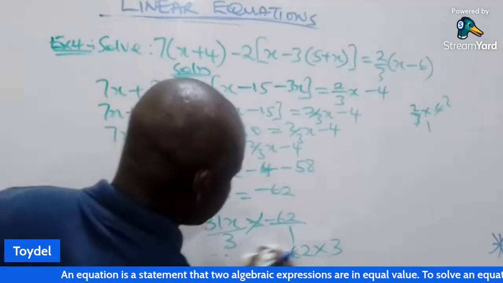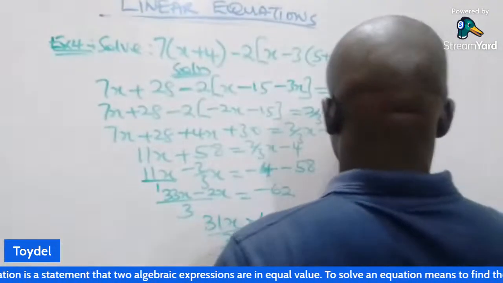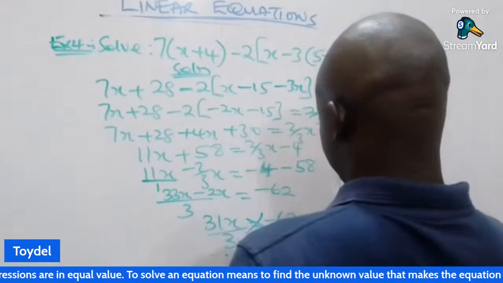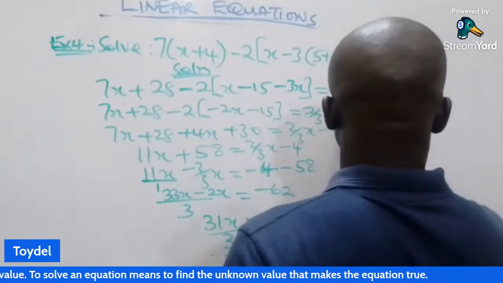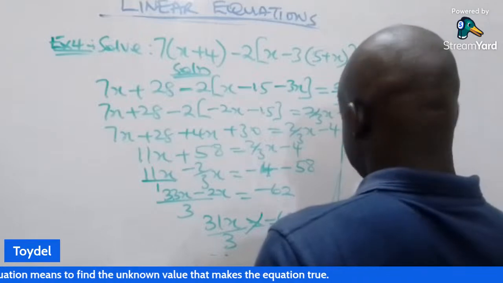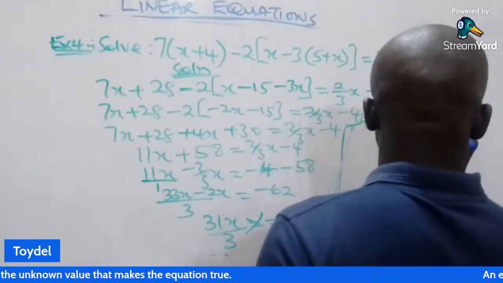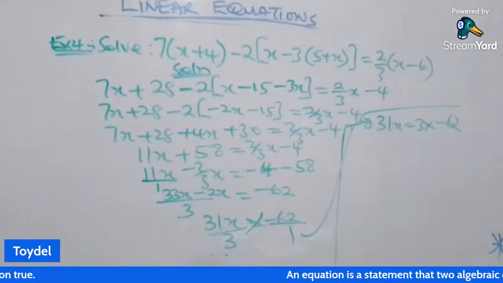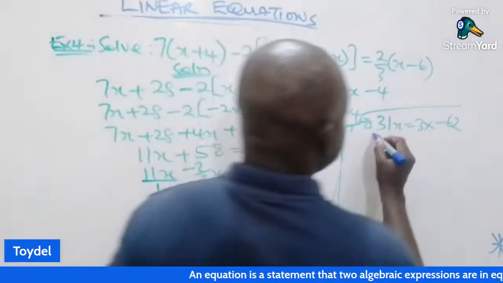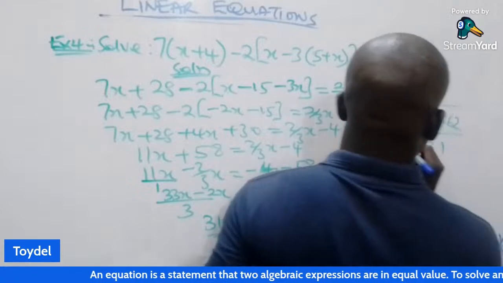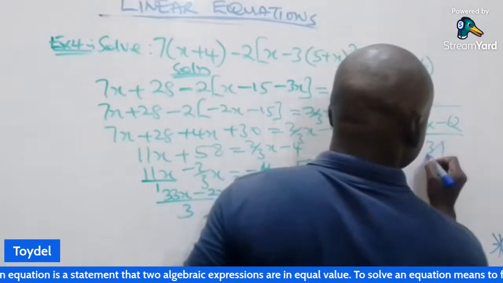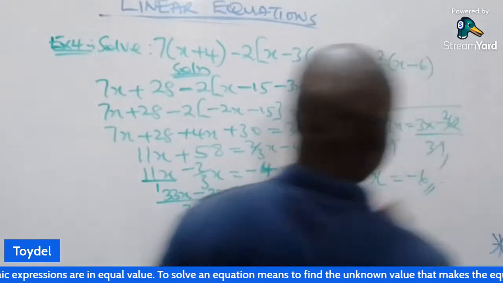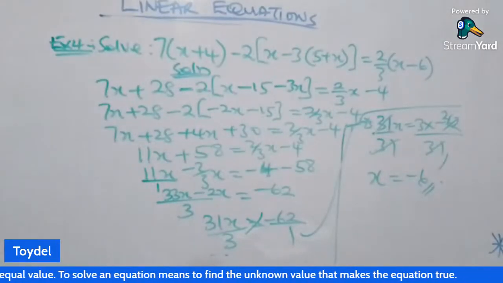So from here, let me continue. If I cross multiply, I'm going to have 31x equal to 3 times minus 62. That's what I'm going to get. Then I divide both sides by 31. This will cancel this. I'm going to have x equal to, 31 here 1, 31 here, that's 2, it will be minus 6, and that's the final answer.